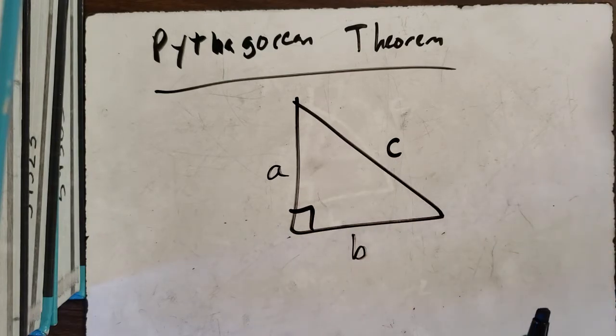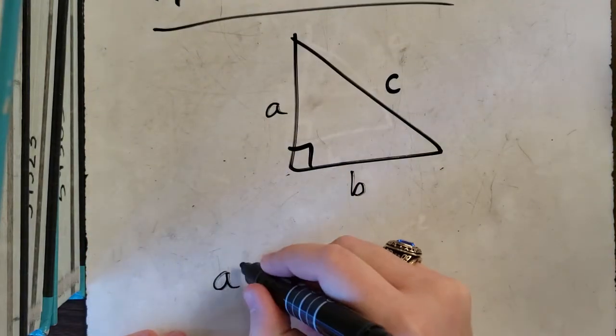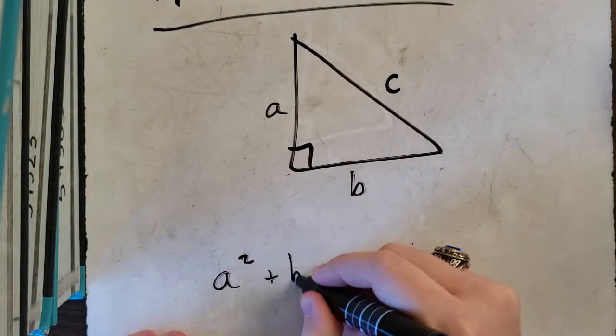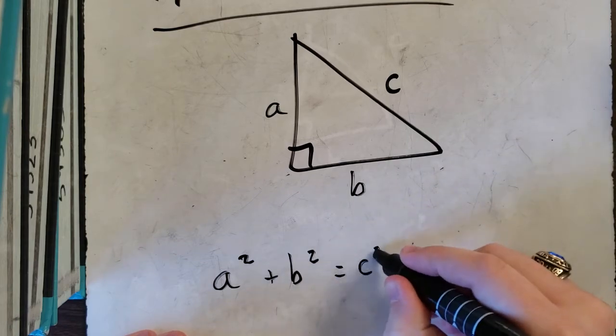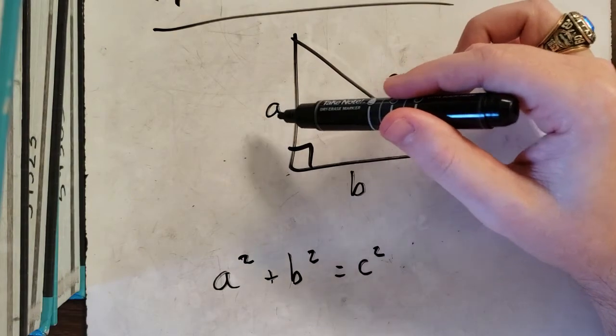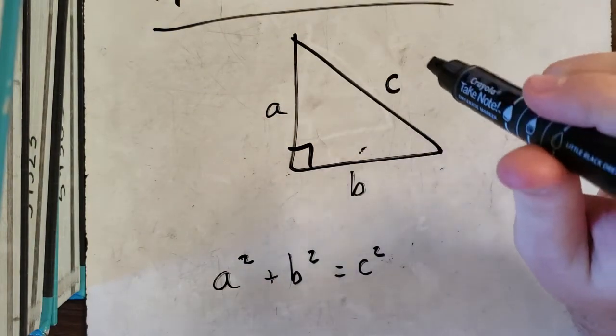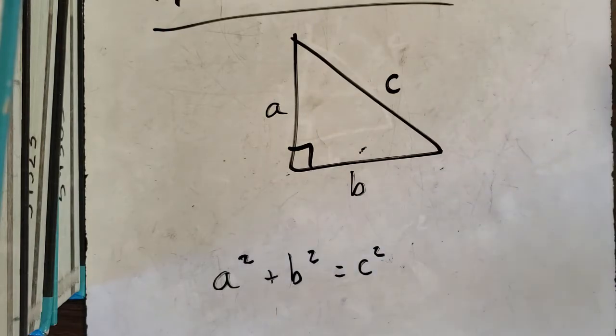Okay, so the formula, if you remember, is A squared plus B squared equals C squared, okay? So basically, if you take this side and you square it, and then you take this side and you square it, and you add those together, it should get this side squared, okay?